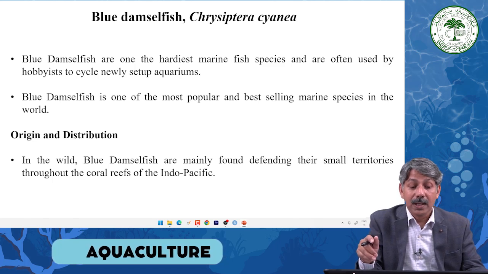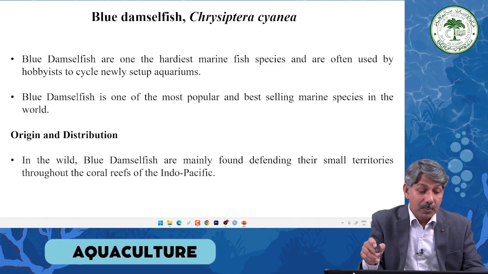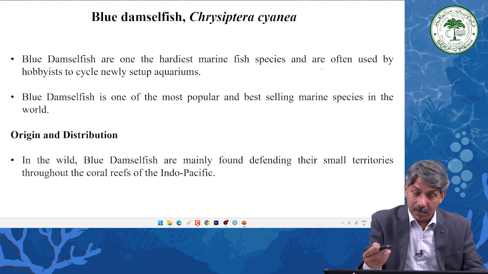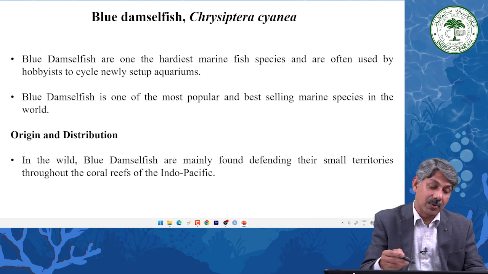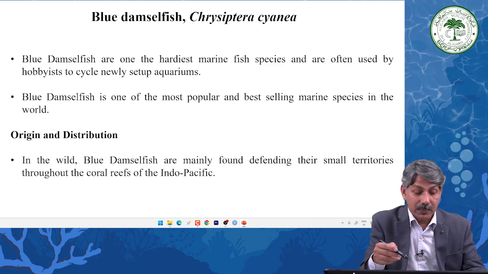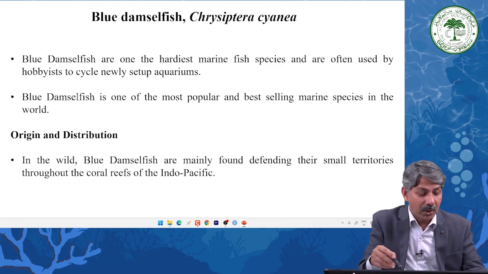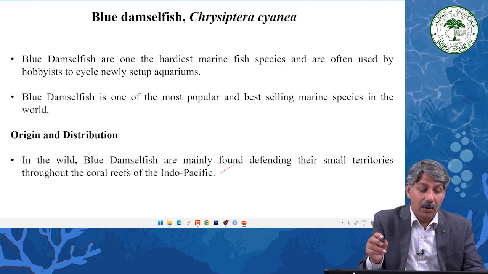Then we have blue damselfish. Blue damselfish are one of the hardiest marine fish species and are often used by hobbyists or ornamental enthusiasts, you can say, to cycle new setup aquariums. One of the most popular and best-selling marine species. In the wild, these fishes are mainly found defending their small territories throughout the coral reef of the Indo-Pacific.